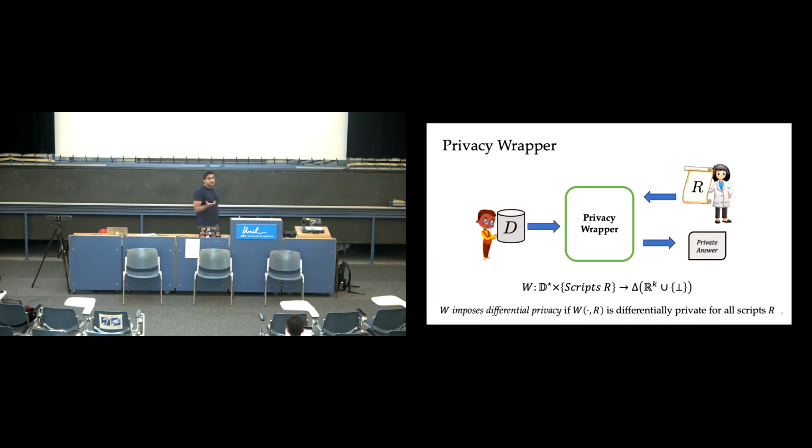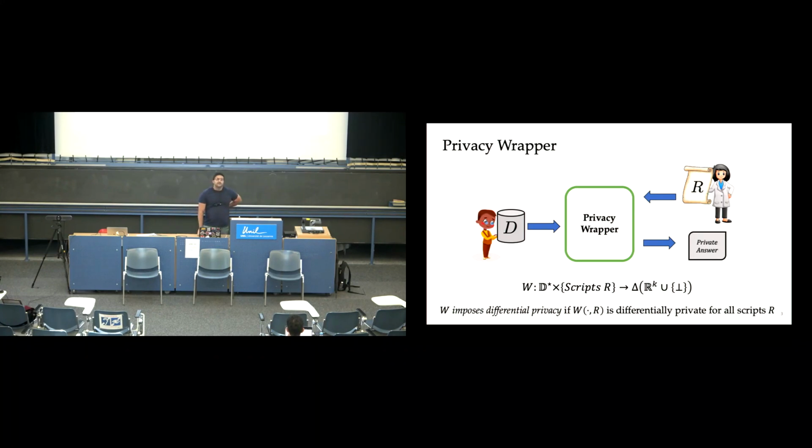This is actually quite different than what many folks do in global sensitivity, where I know I want to compute a proportion query first, and then I find the sensitivity and then compute. We're saying here, you can give us an arbitrary statistical script R, and our goal is to give you a private answer afterwards. So we're in a more general space here.